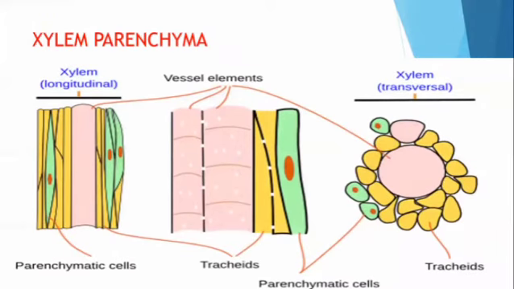Next one, xylem parenchyma. These are living, thin-walled cells. The main function of xylem parenchyma is to store starch and fatty substances.